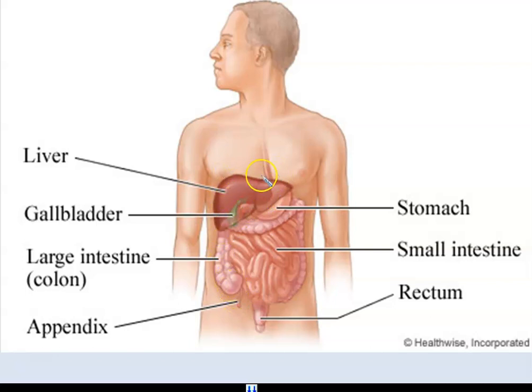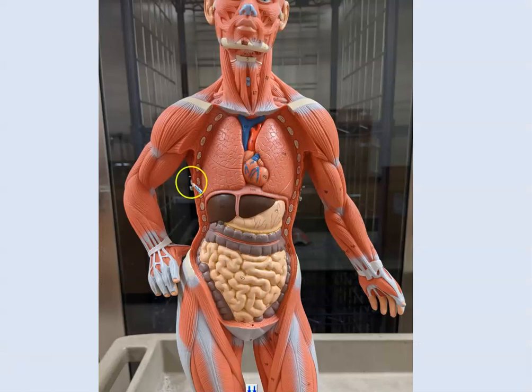You can see there's the liver. Pick the liver up. There's the stomach. If I pick up the stomach, you would see the pancreas, and over here you would be finding the spleen. So let me show you our model here.